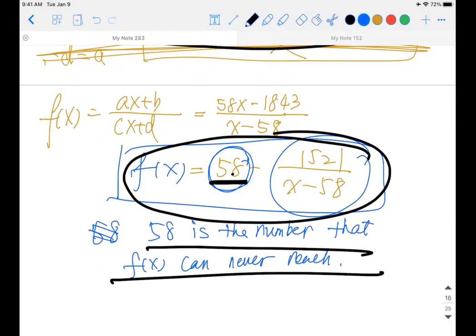So far, so good? You guys follow me? Yes or no? Can I have some feedback? Hey guys, can I have some feedback? Yes or no?